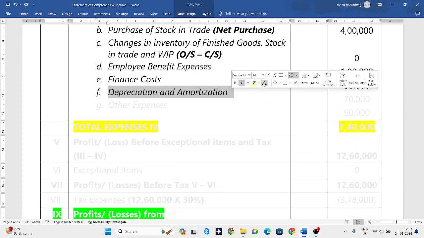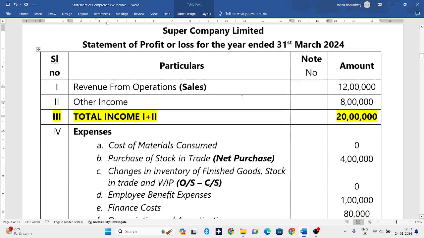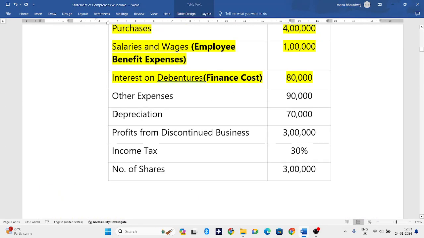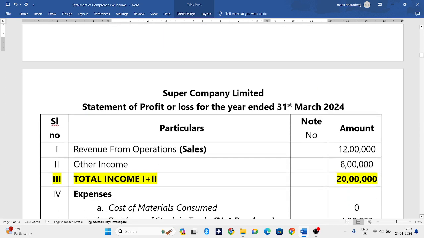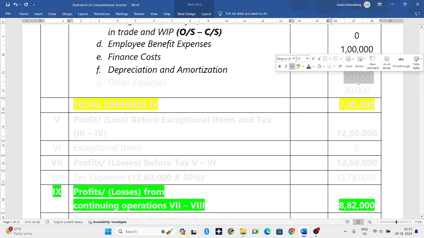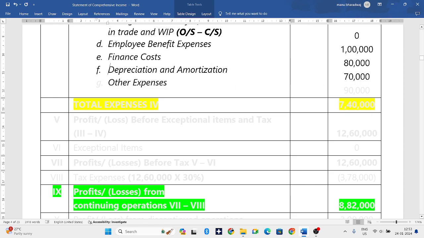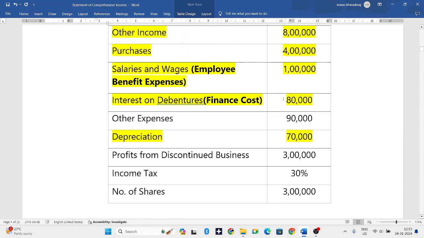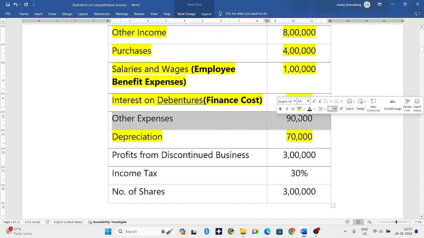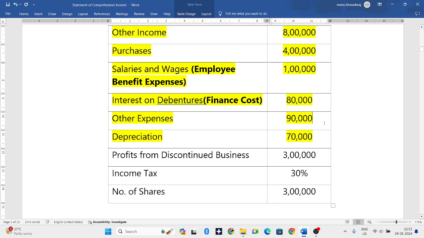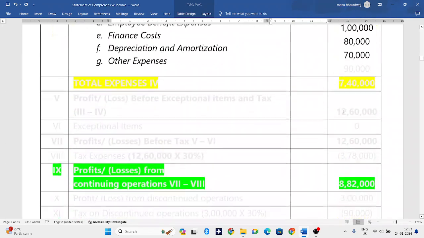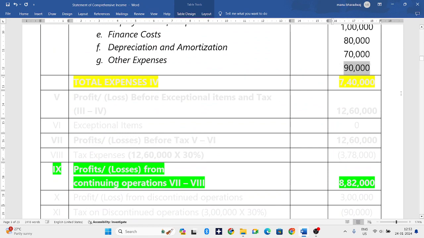Next will be depreciation and amortization. Let us check the question. Depreciation, yes, here they have given depreciation of 70,000 rupees. Next, the last head, we have other expenses. Let us see the question. Anywhere they have mentioned other expenses? Yes, we have other expenses of rupees 90,000. So let us take that other expenses of 90,000.